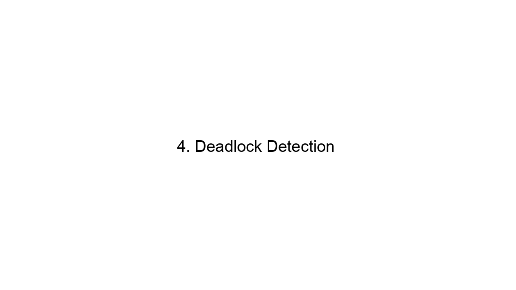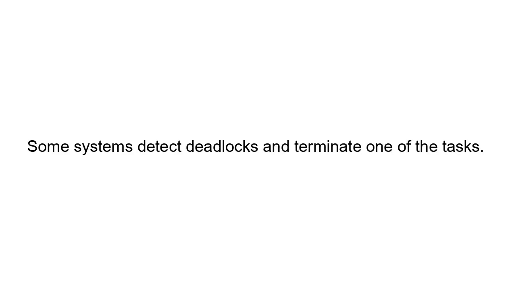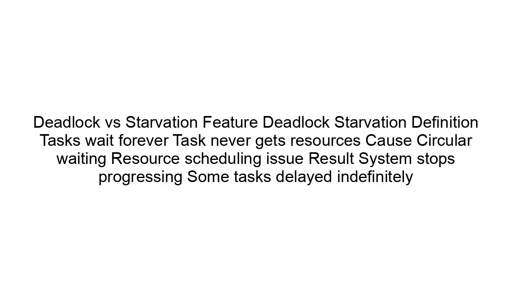2. Timeout mechanisms. Threads stop waiting after a certain time. 3. Avoid nested locks. Minimize locking multiple resources simultaneously. 4. Deadlock detection. Some systems detect deadlocks and terminate one of the tasks.